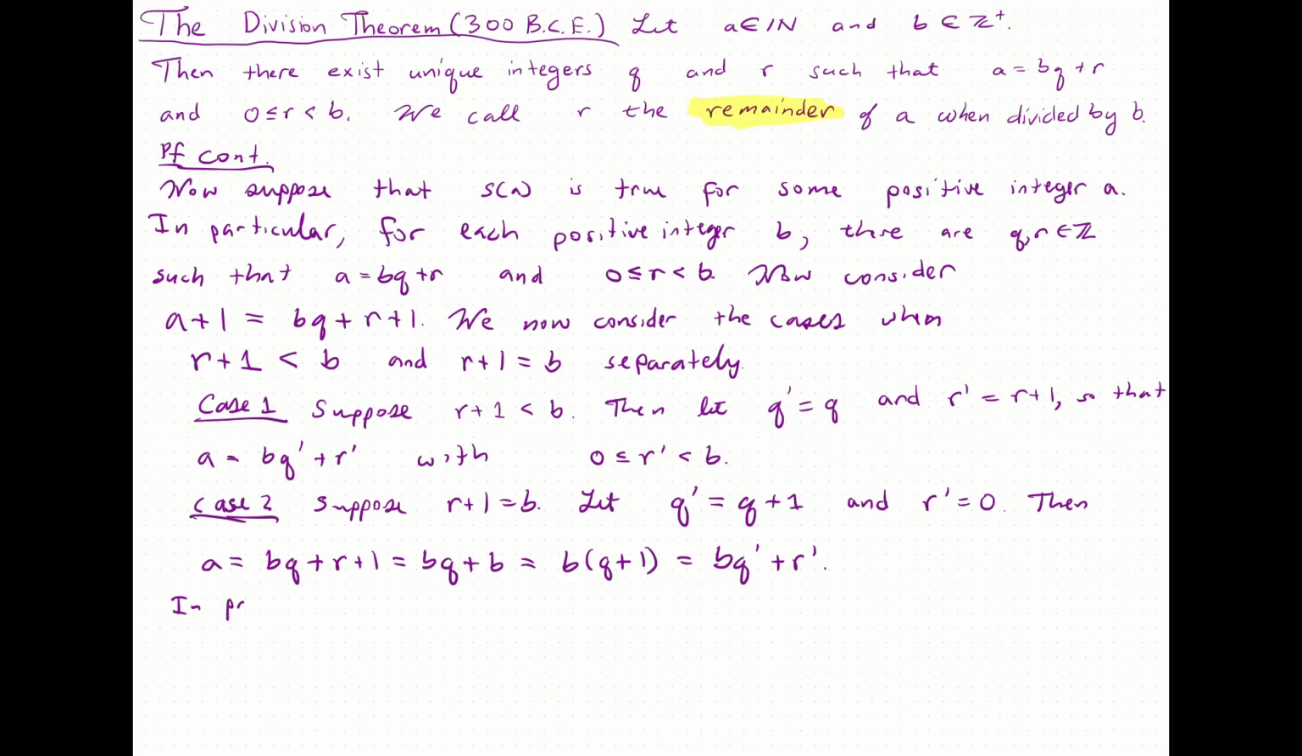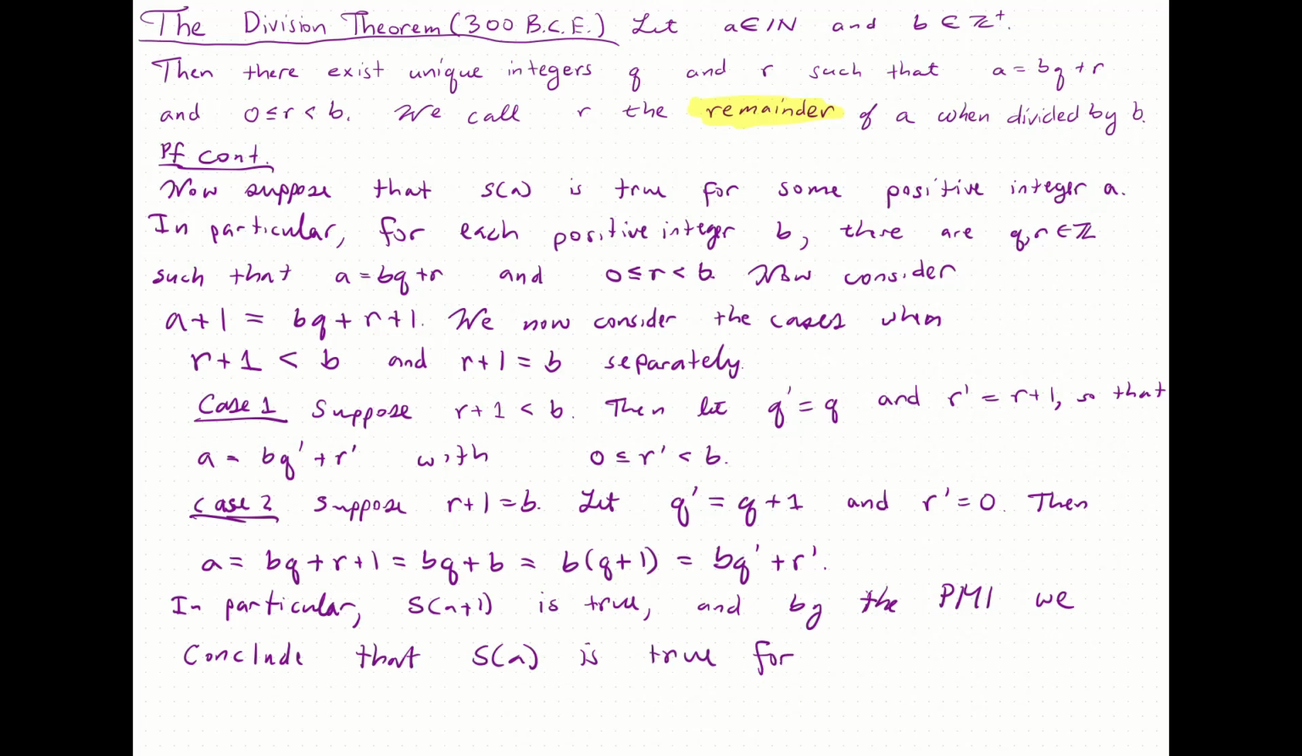So in particular, S of A plus 1 is true, and so by the principle of mathematical induction, we conclude that S of A is true for each positive integer A, which shows the existence portion of the theorem.